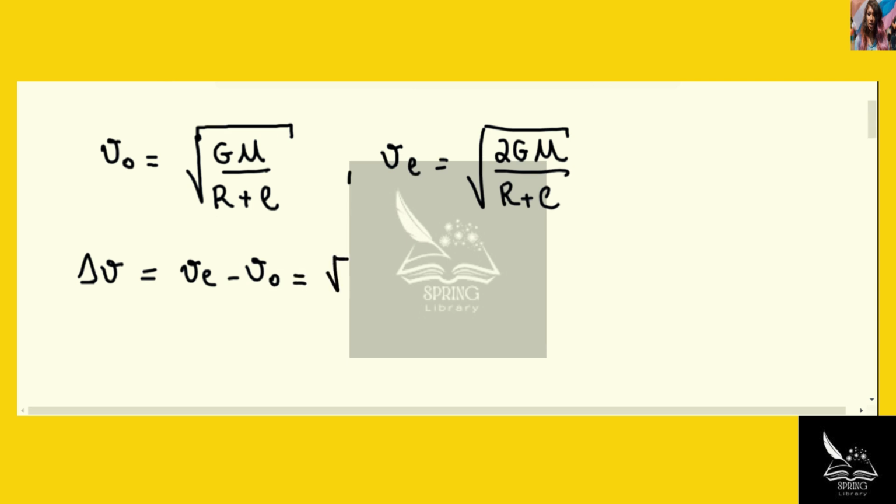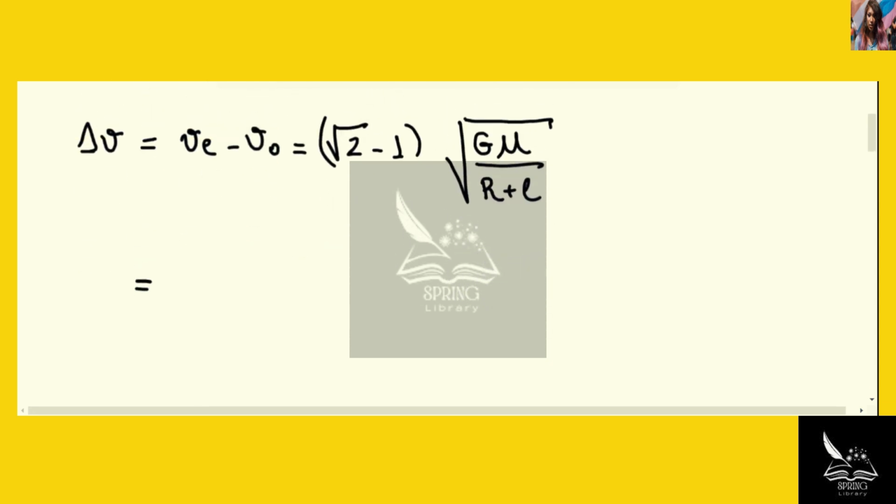And we want to calculate the difference in the velocity, which is v minus vo. So this is equal to the square root of 2 minus 1 times the square root of GM over r plus L. And now I can just insert the numbers.